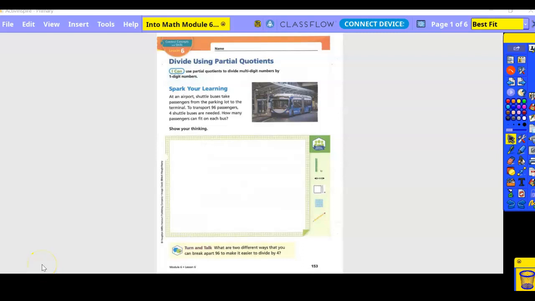Fourth grade math lesson 6.6. Divide using partial quotients. I can use partial quotients to divide multi-digit numbers by one-digit numbers. Spark your learning. At an airport, shuttle buses take passengers from the parking lot to the terminal. To transport 96 passengers, 4 shuttle buses are needed. How many passengers can fit on each bus?